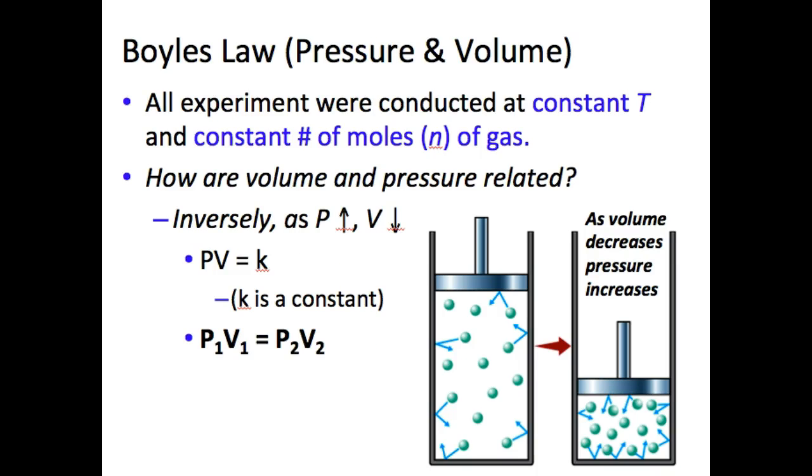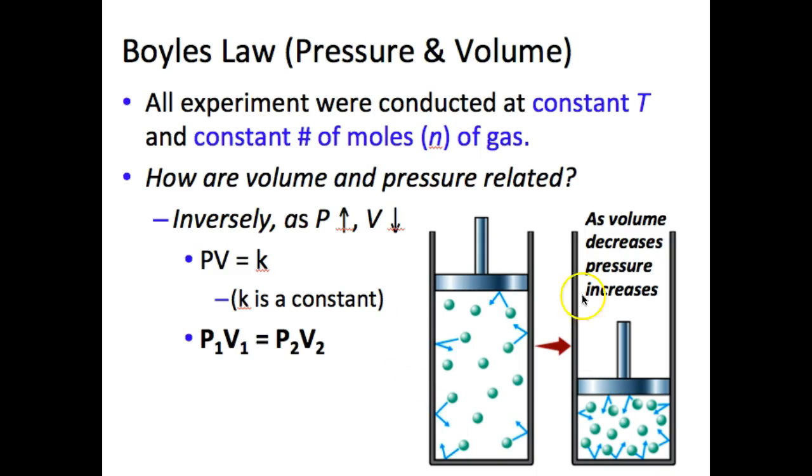First, we're going to talk about Boyle's law. Boyle's law relates pressure and volume. All experiments were conducted at a constant temperature and constant number of moles. So we're just looking at the relationship between P and V, or pressure and volume. They are inversely related, which means that if the pressure increases, the volume will decrease.